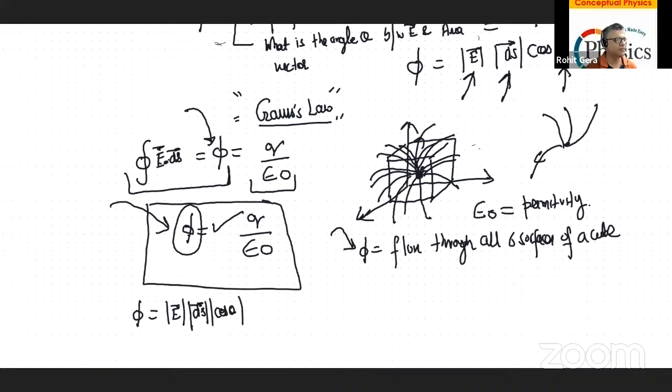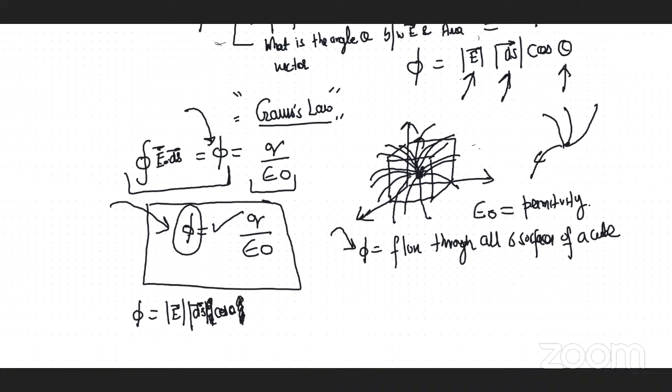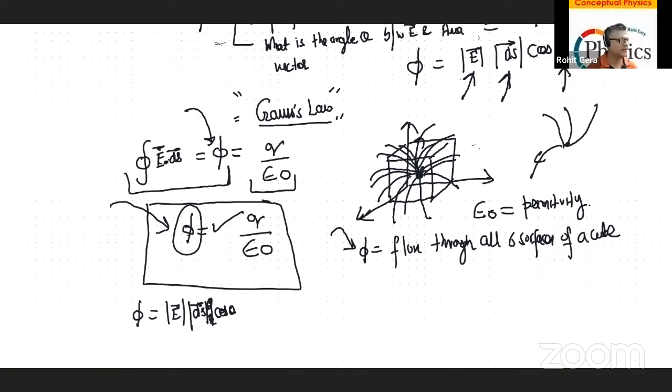This is not the magnitude, it's just a cos theta. You learned that in the previous section. In this section, what you're learning is how you relate the flux with the charge. See, where does the flux finally come from?